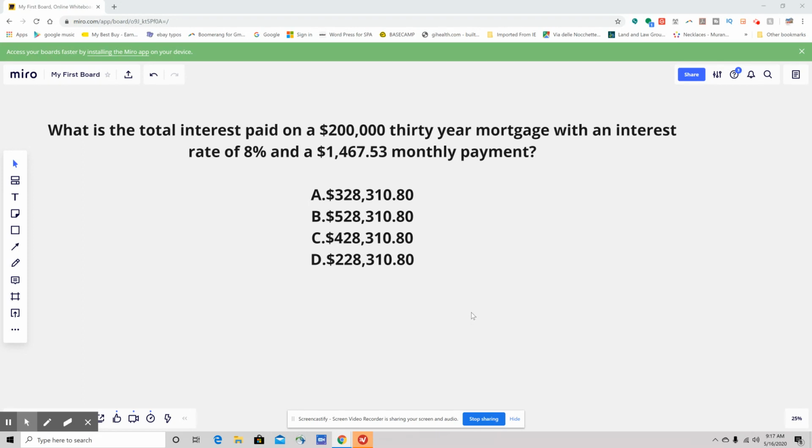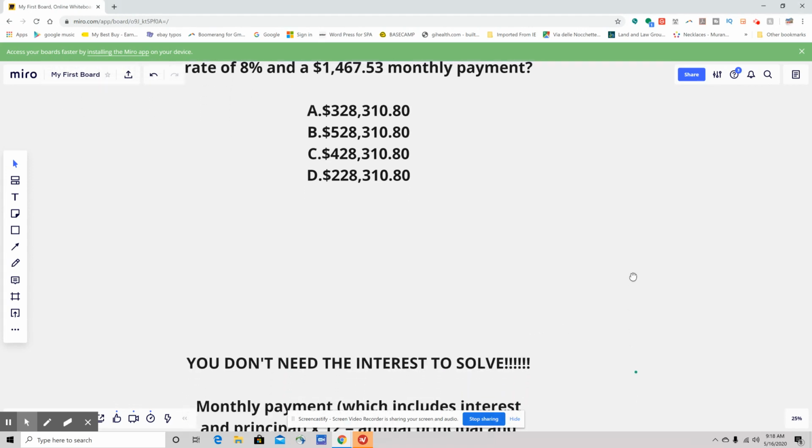So the question is this. What is the total interest paid on a $200,000 30-year mortgage with an interest rate of 8% and a $1,467.53 monthly payment? Okay. So we have a $200,000 30-year mortgage with an 8% interest rate and a monthly payment of $1,467.53. Now, you could take out your piece of paper and work this out with me, but I'm going to go step by step how we're going to figure that out.